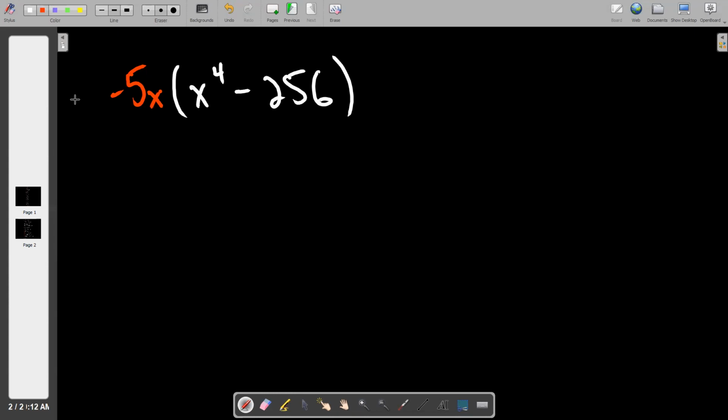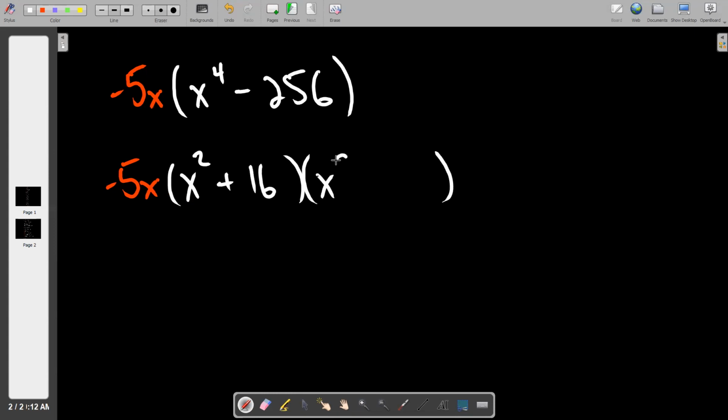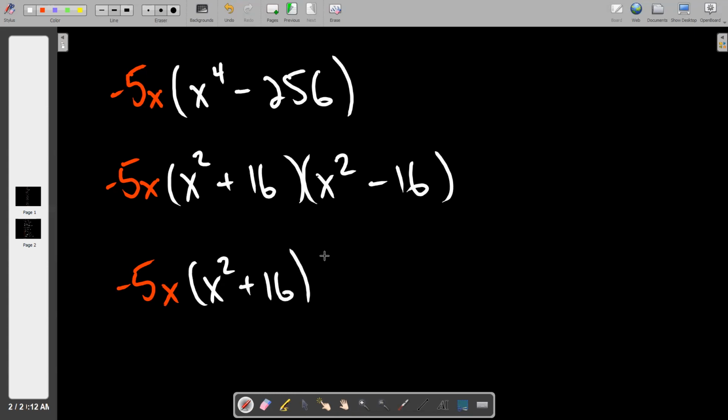So I'm going to just rock through this. So the negative 5x is going to hang tight. My dead factor is going to be x squared plus 16. My live factor is x squared minus 16. And then we go again. So negative 5x times x squared plus 16. And then x plus 4 and x minus 4. Done.